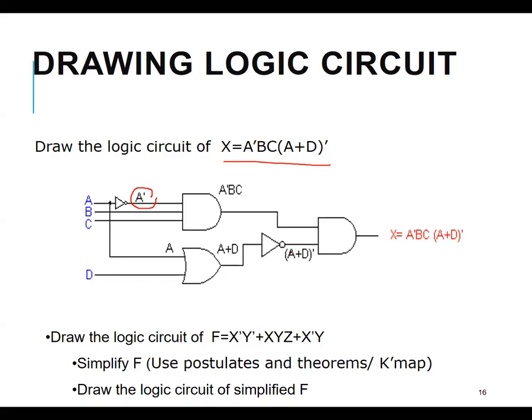So here you can see you have used 2 NOT gates because you can see this is prime. So the complement of this can be represented by using a NOT gate here.